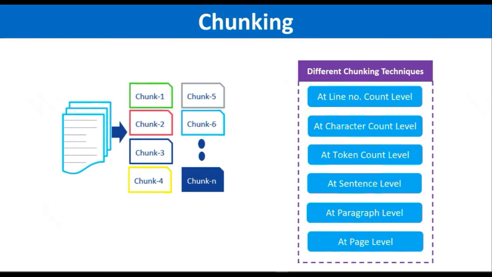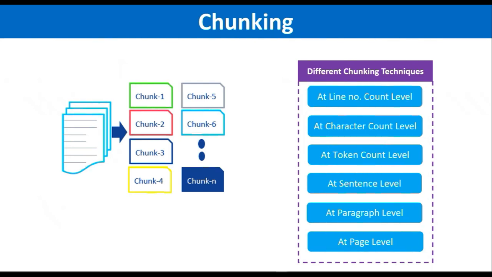When we work with large documents or data sets, it is not practical to process the entire document at once. As we saw, there is a token limit. Chunking solves this by breaking down a large document into smaller, manageable pieces called chunks. This makes it easier to retrieve, process, and use specific parts of the document efficiently.